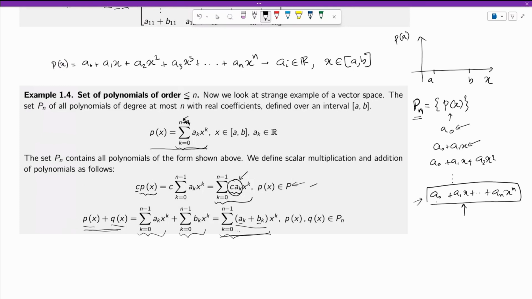So it's closed under scalar multiplication, and it's closed under vector addition. That means the set of polynomials should essentially form a vector space. So in fact, the set of polynomials of order less than or equal to n forms a vector space.